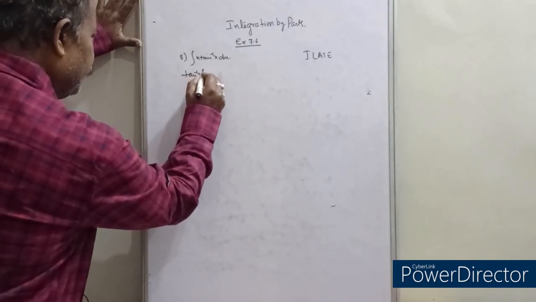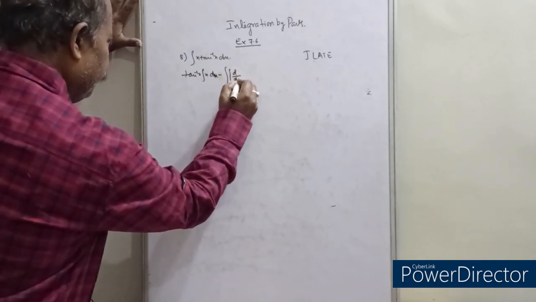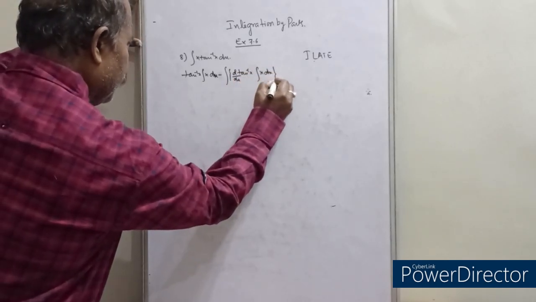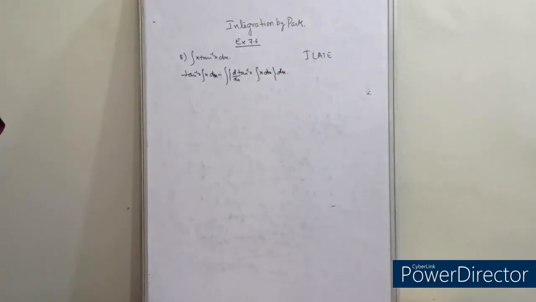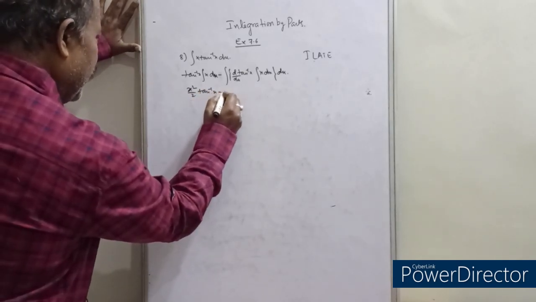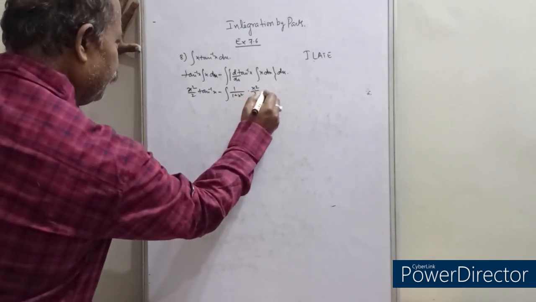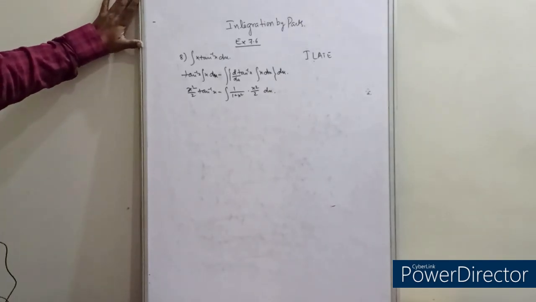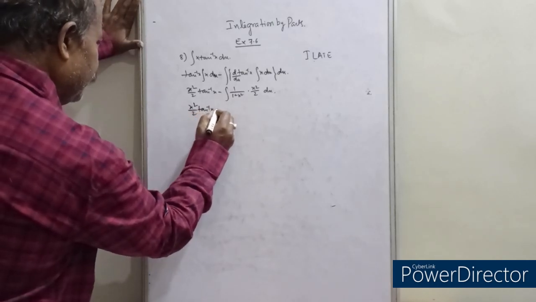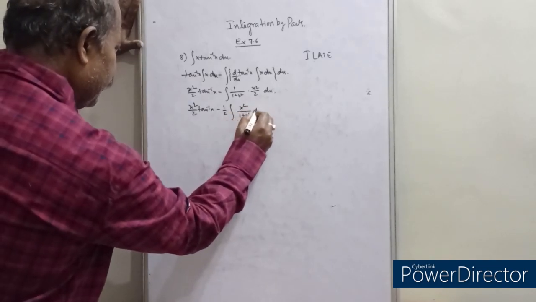Tan inverse x is the first function, x dx is the second. Minus integration of the differentiation of the first function and then the integration of the second function, bracket close, dx. So here you see this is x square by 2 tan inverse x, and the differentiation of tan inverse x is 1 by 1 plus x square, times x square by 2 dx. So now x square by 2 tan inverse x minus 1 by 2 integration of x square by 1 plus x square dx.